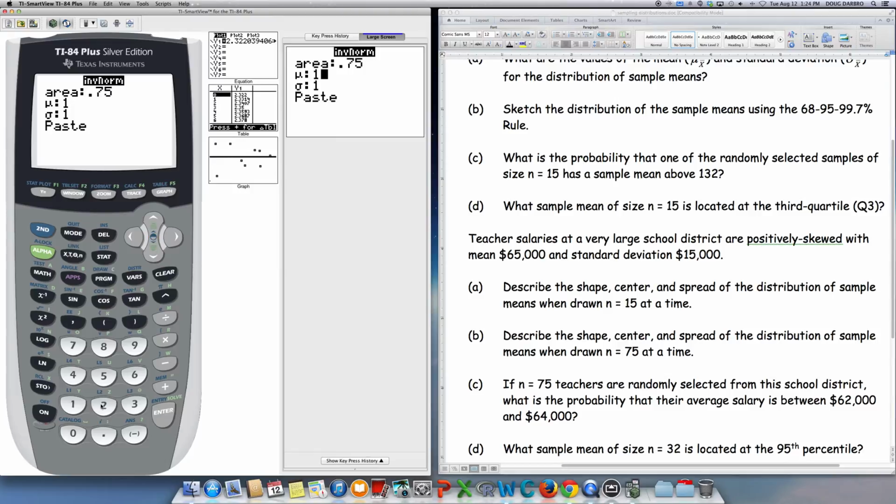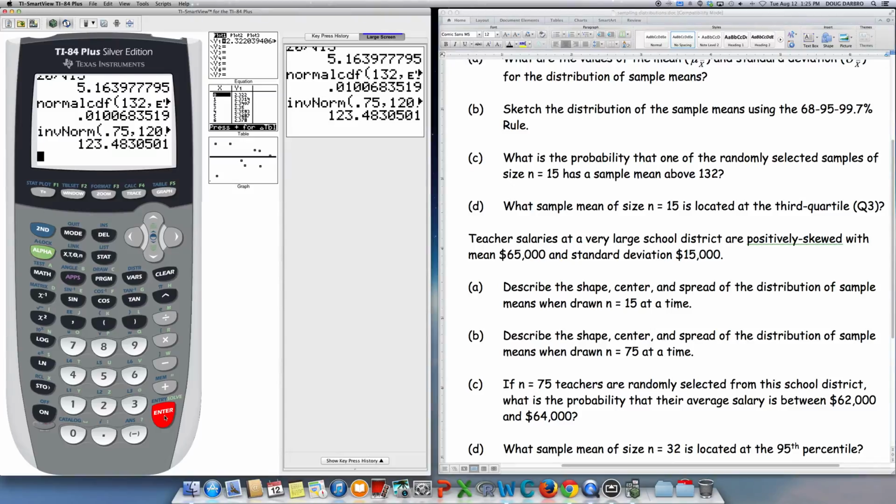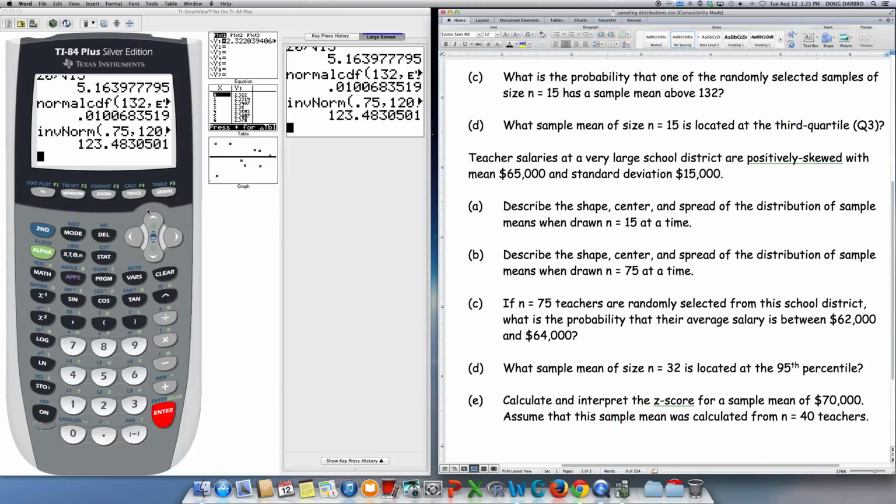Again, the mean is 120. The standard deviation is 20 divided by square root of 15. So guys, the sample mean that represents the third quartile is 123.48. Now, the next question gets a little tricky. Not too bad. So the next question deals with teacher salaries at a very large school district.